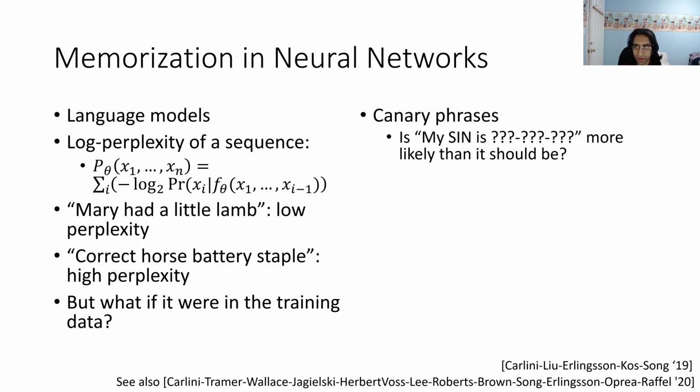So what's a way of testing whether a neural network or a language model has memorized something of this format? Let's do a thought experiment. Suppose it hasn't memorized anything, and it doesn't know what your social insurance number is. Let's suppose it's 1, 2, 3, 4, 5, 6, 7, 8, 9. If it hasn't memorized it, then any sequence of numbers you put in here should be roughly equally likely. That is, my SIN is 1, 2, 3, 4, 5, 6, 7, 8, 9 should have roughly the same perplexity as 0, 0, 0, 0, 0, 0, 0, 0, 0.